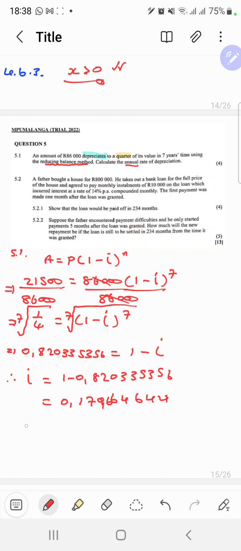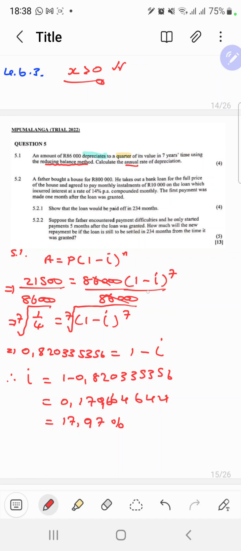Okay, so therefore, you multiply that by 100, and then you get, to 2 decimal places, 17,97%. Remember, we always round off to 2 decimal places when there is no instruction as to how our answer should come about. Okay, guys, that is easy.